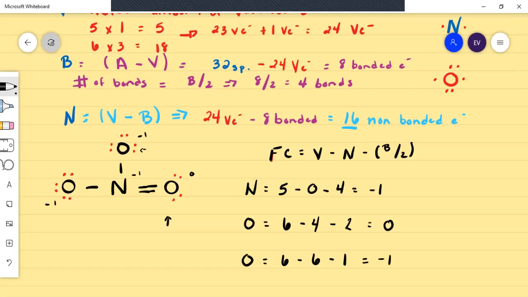Okay, so this is where we're at. You got everything down. We got all the formal charges. Sorry, this is a +1. I made a mistake there. We have all the formal charges of all the elements.